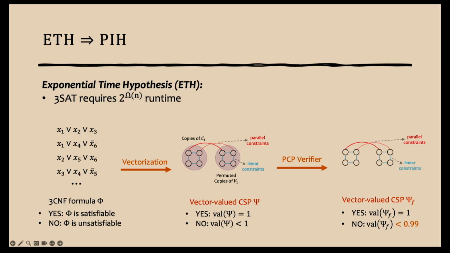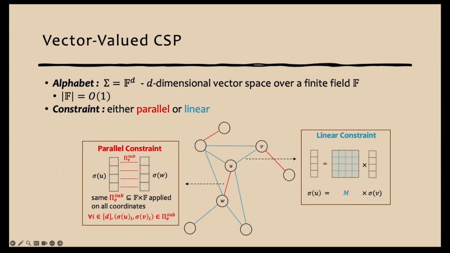Our overall framework is like this: we first identify an ETH-hard problem, which we call vector-valued CSP. We first reduce 3-SAT to this ETH-hard problem, and we then use PCP verifiers to produce the gap. So let's just look at the vector-valued CSP.